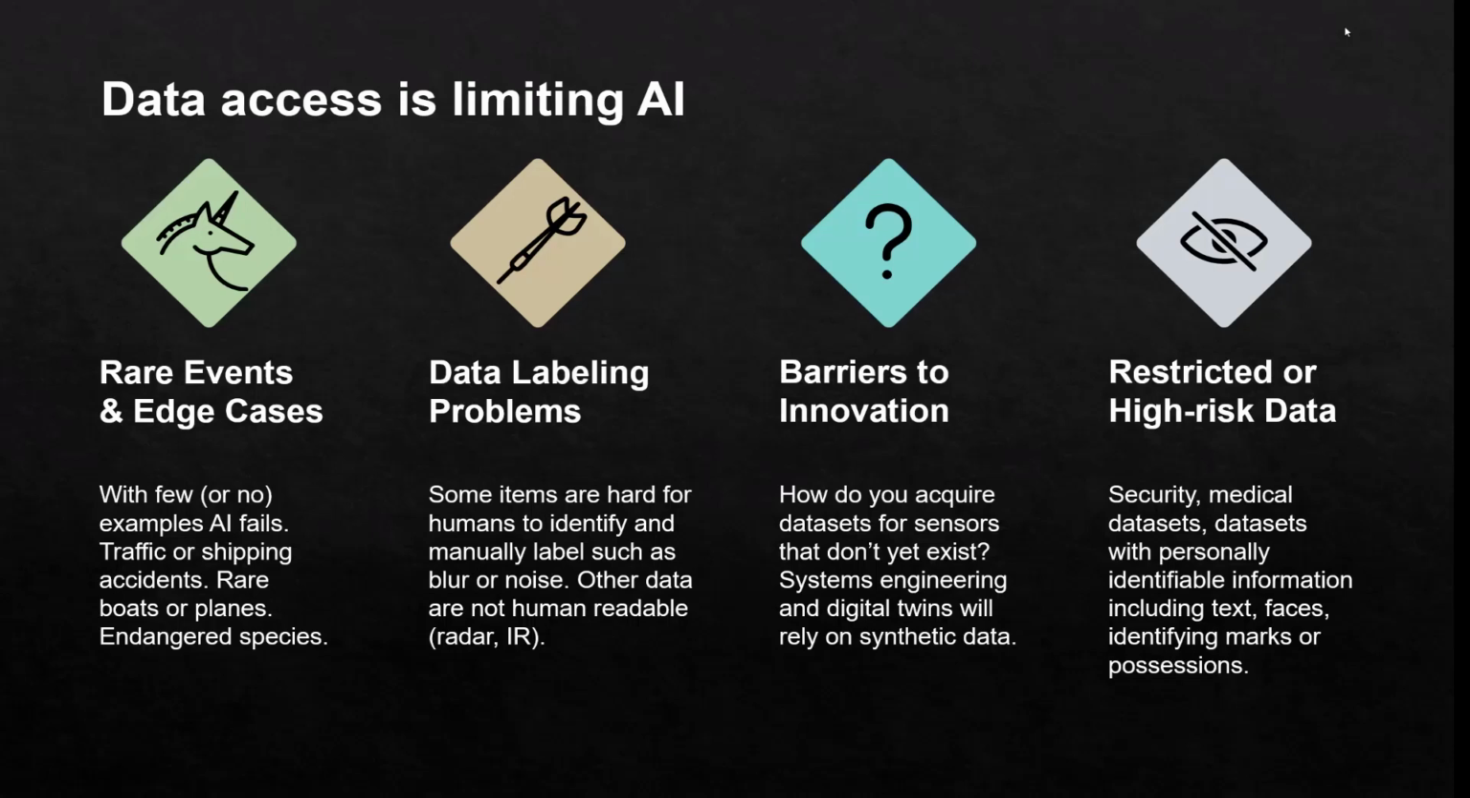As I'm sure most of you know, data access is one of the fundamental limiters of AI. We see that rare events and edge cases can be extremely hard to find in real sensor data. There are often data labeling problems. It's not only expensive, but sometimes just hard or even impossible for humans to identify and manually label features or classify areas within imagery. And then some data is just simply not human readable.